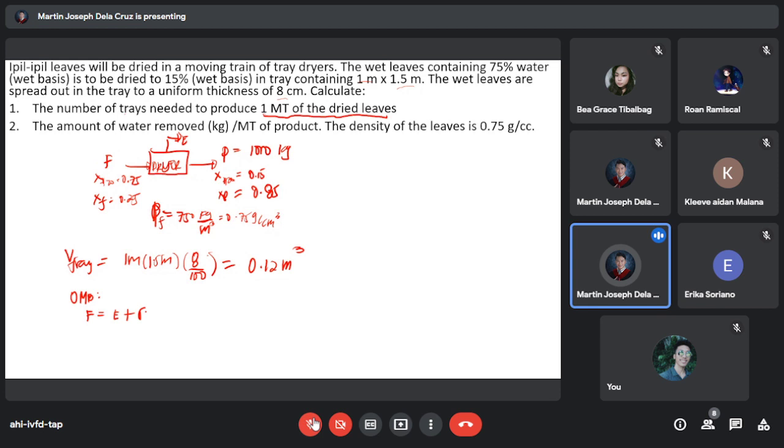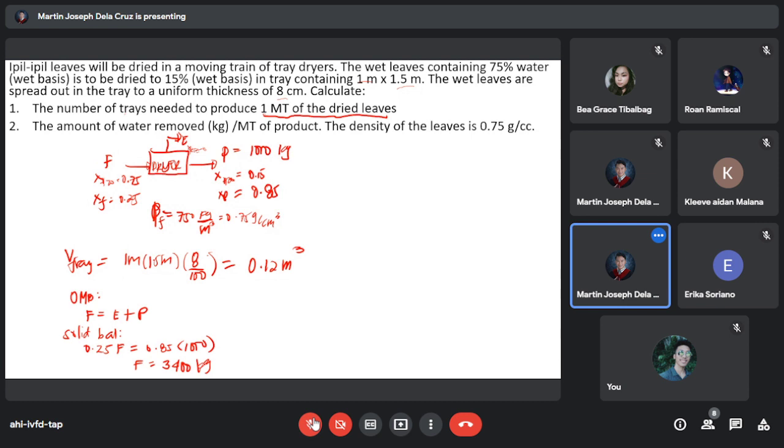And if we have your solid balance, class, since evaporated water lang din naman siya, so meaning X water natin dito, X natin dito, class, is zero, class. Okay? So, pure water lang ang may evaporate. So, pag solid balance, class, we have 0.25F is equal to 0.85P, which is 1,000. So, we can now get your F, class. F is equal to 3,400 kilograms.